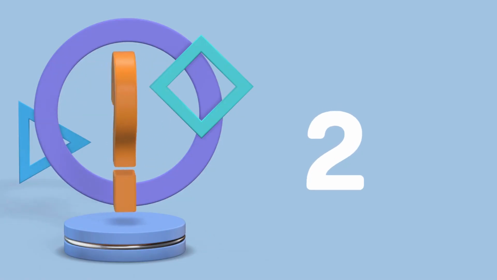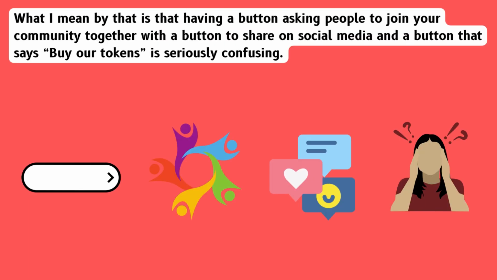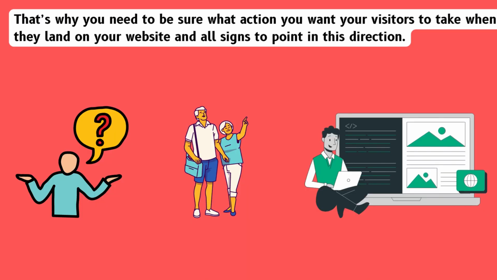Number 2. One goal, better results. Having more than one goal for your CTAs can be disastrous for your crypto business. What I mean by that is that having a button asking people to join your community together with a button to share on social media, and a button that says buy our tokens is seriously confusing. There is a more than 20 years old study that shows that if you give more options to a human, they may not choose at all. That's why you need to be sure what action you want your visitors to take when they land on your website, and all signs to point in this direction.